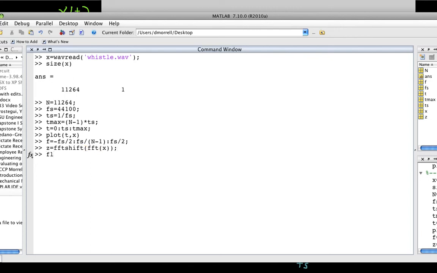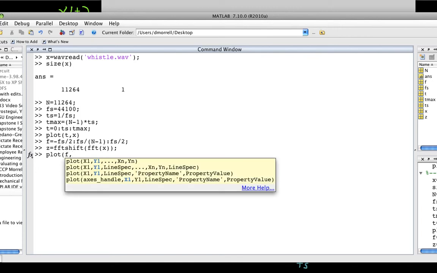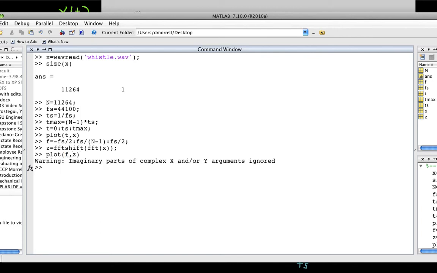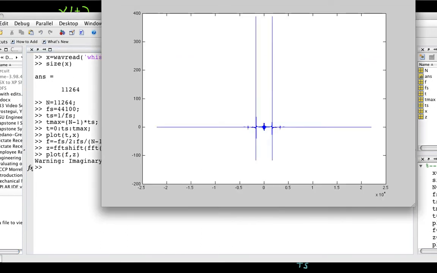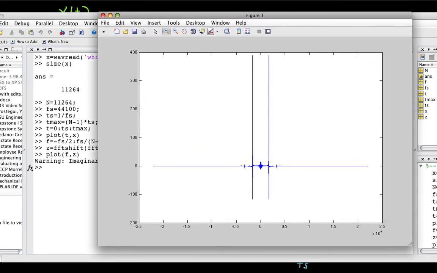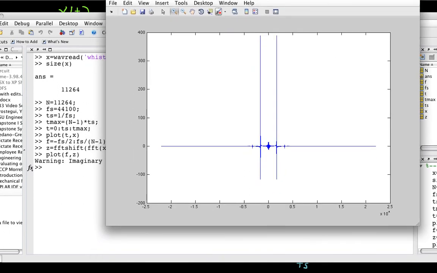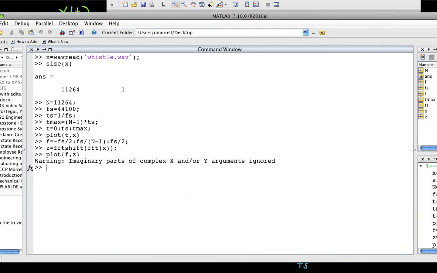Okay, so now I can plot f, z. Whoops. So what this shows me now is the real part of the Fourier transform. Now you've got to remember that Fourier transforms are complex, so this is probably not what I really want. So what I really wanted was f comma abs of z. This gives me the magnitude spectrum.